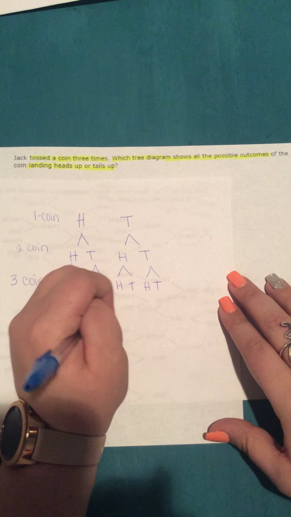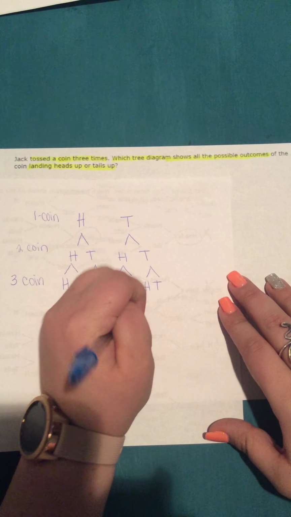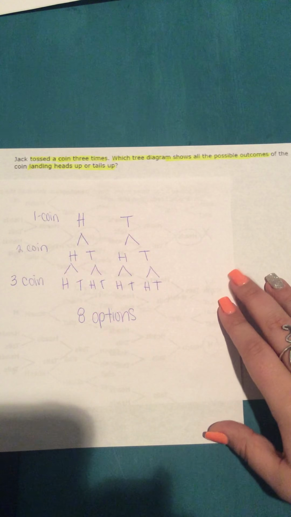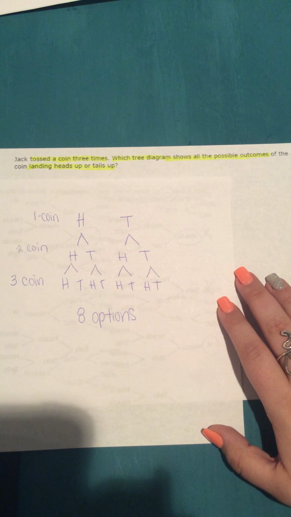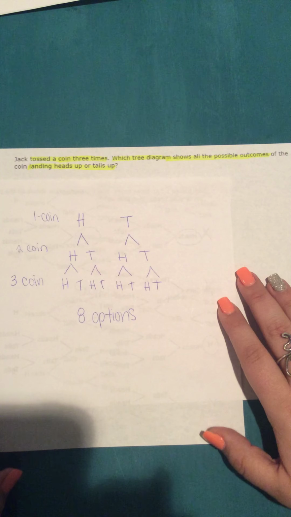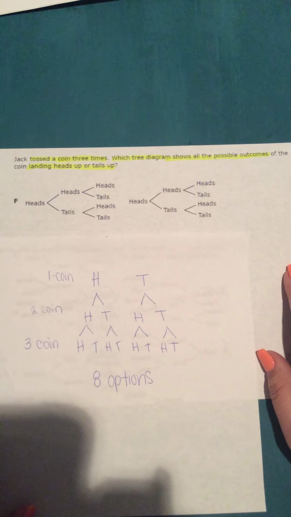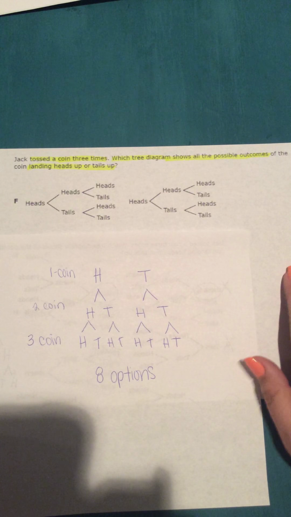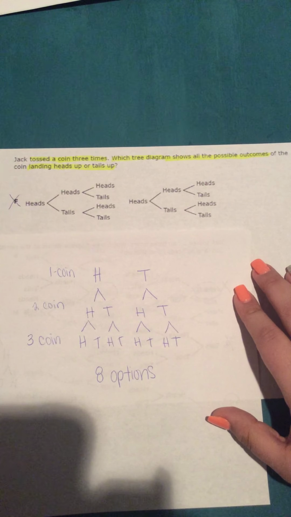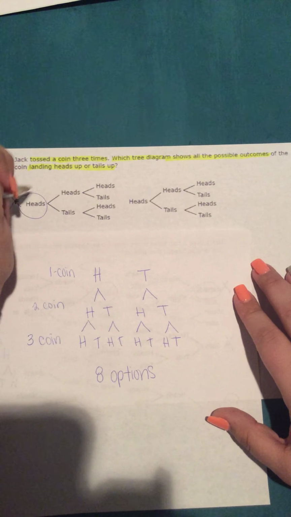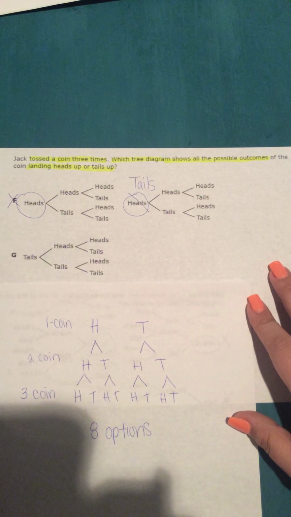So we want to make sure that when we look at our tree diagram, we're also picking a tree diagram that has the same amount of branches and the same amount of options. So let's look at our first answer choice. Here we can see that F would not be an answer because both of the trees start with heads. There's no coin that we have that would have heads and heads. This one should read tails if it were to be correct. But since it says heads, we can eliminate that answer choice.